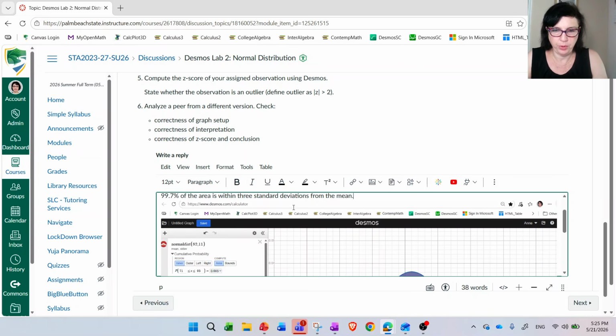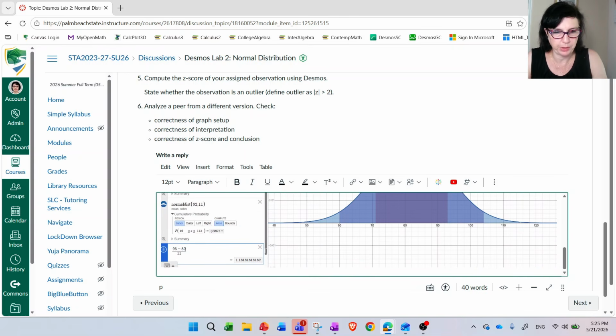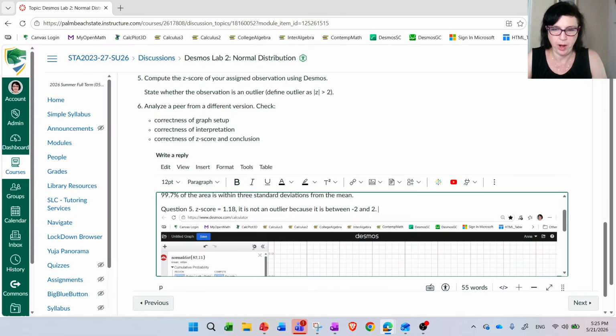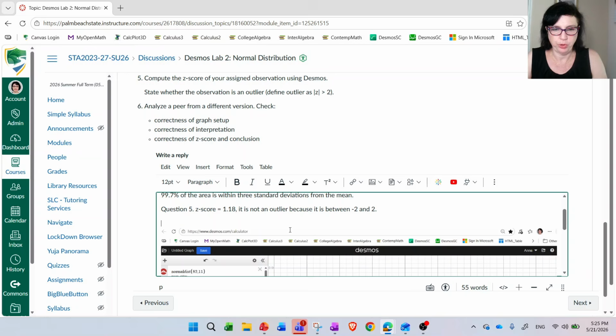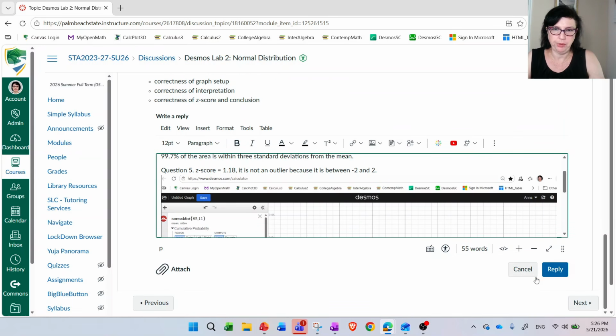The last thing I need to do is answer question 5. And question 5 was just to say, okay, is this an outlier? So I'm going to say a z-score equal to 1.18. And it is not an outlier because it is between -2 and +2. So you always want to explain why you think it's not or it is. So if your answer was greater than 2, you would say, yes, it is an outlier because it's greater than 2. Or if it was less than -2, you would also say that. But for me, it is not. And at this point, you just hit reply and you're done.